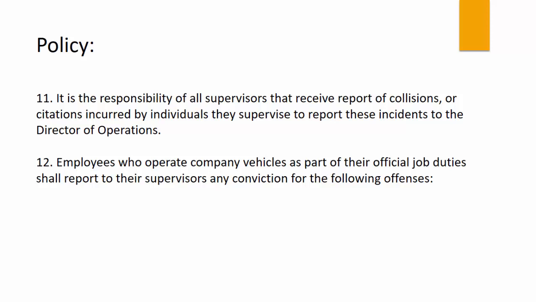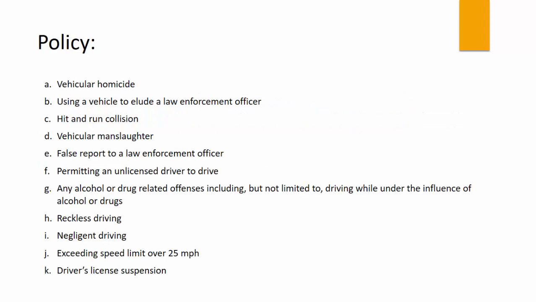Employees who operate company vehicles as part of their official jobs or duties shall report to their supervisors any conviction for the following offenses: vehicular homicide; using a vehicle to elude a law enforcement officer; hit and run collision; vehicular manslaughter; false report to a law enforcement officer; permitting an unlicensed driver to drive; any alcohol or drug related offenses including but not limited to driving while under the influence of alcohol or drugs; reckless driving; negligent driving; exceeding the speed limit by over 25 miles an hour; or driver license suspension.